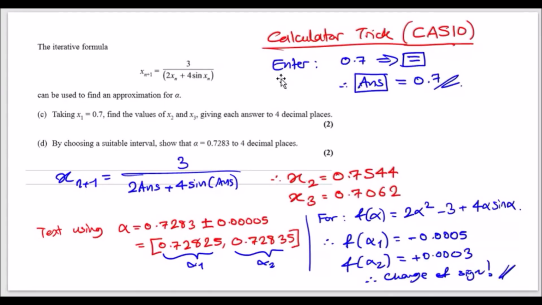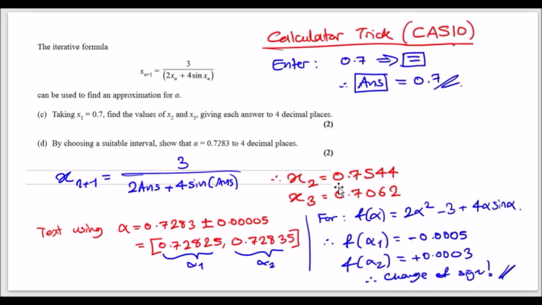What I would do is firstly put the value they want, put 0.7 in the calculator and press the equal sign. Now your calculator is going to record this as an answer of 0.7. So what I want you to do now is copy this expression as I did here and write 3 over 2 times answer plus 4 sine bracket answer. This works with Casio calculators, and I'm sure it works with Texas and other brands. Anyway, now just press equal once and don't delete anything.